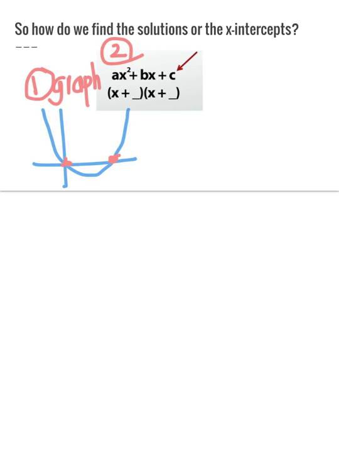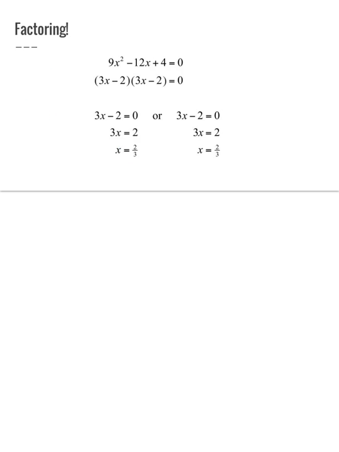And this is where factoring kicks in. When we have the standard form, we're going to factor so we can find out the solutions of the problem. When we factor, remember our standard form looks like ax squared plus bx plus c, and we're going to split that into two terms like this. I'll go ahead and explain in detail how to actually factor, how to split into two terms.